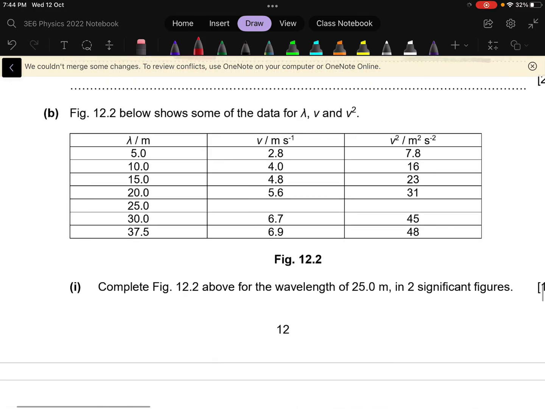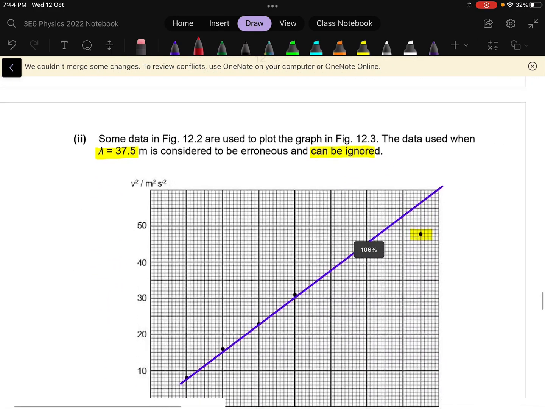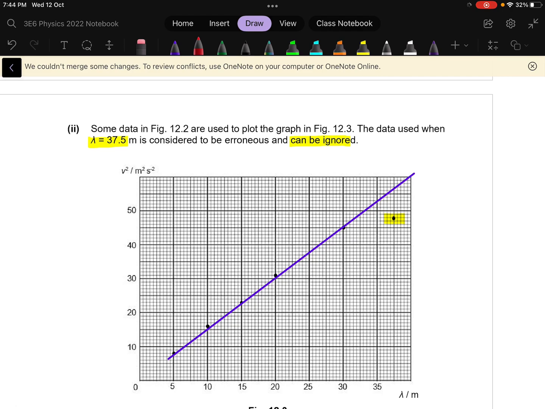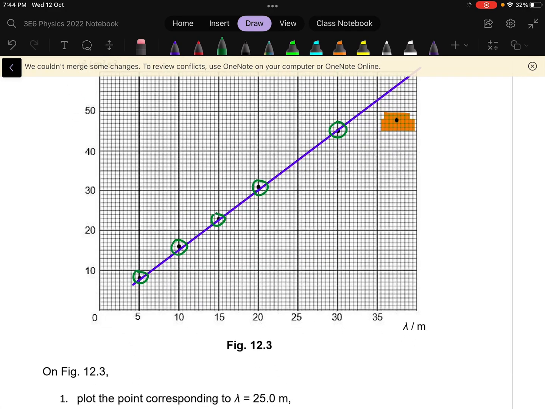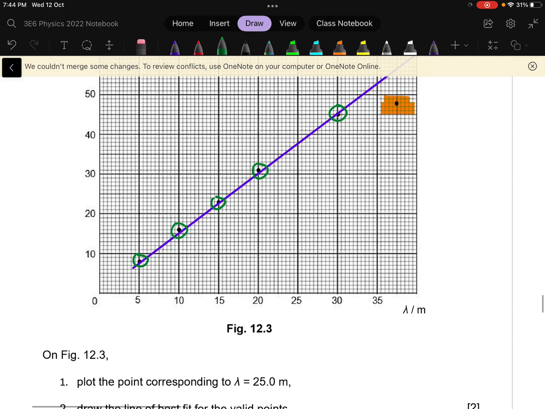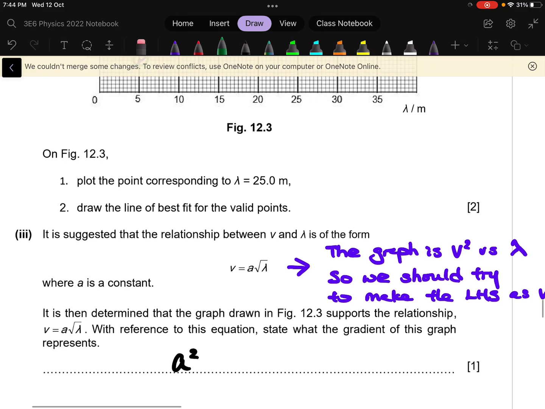Part B I'm not going to cover because most of you get it correct anyway. For part 2, many of you got it wrong because you didn't read the question. It says that when lambda is 37.5, which corresponds to this point, you can ignore this point. By ignoring the point, you can see that the dots over here are aligned very nicely for you to draw a best fit straight line. If you do that, you will get the correct answer.